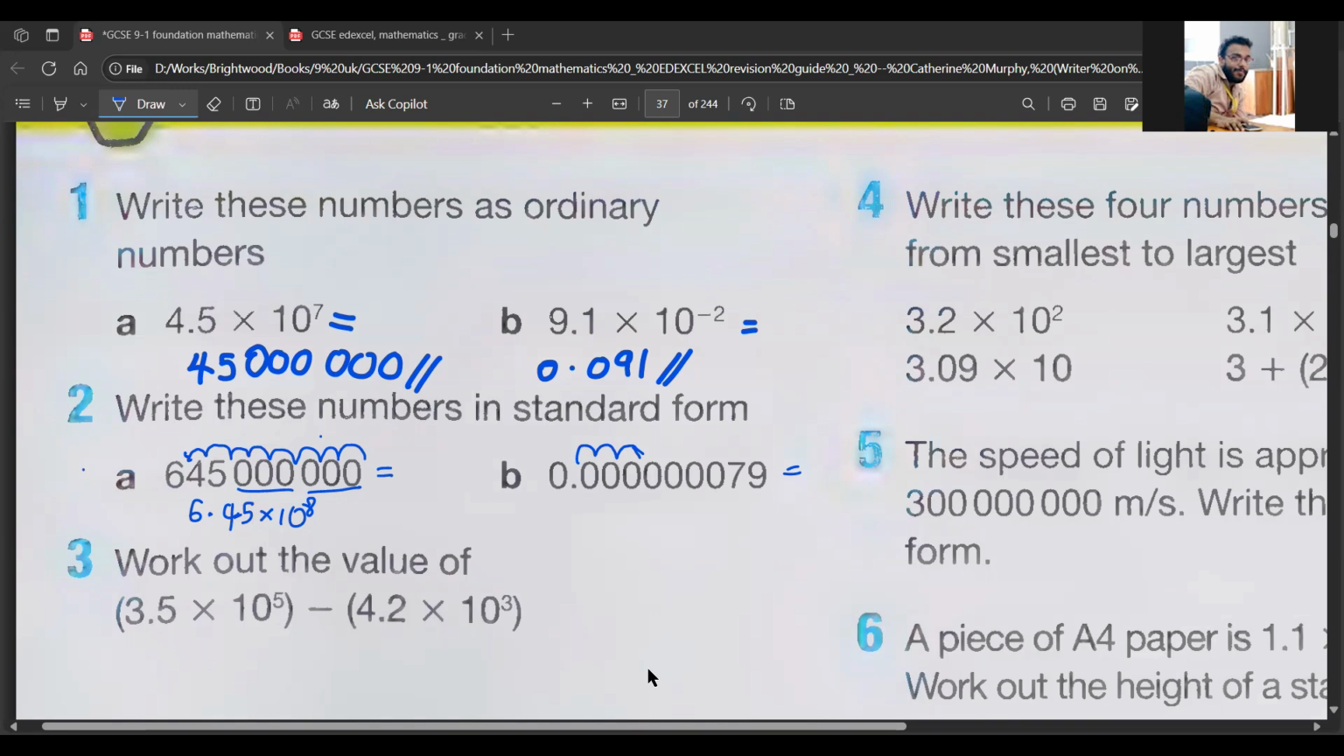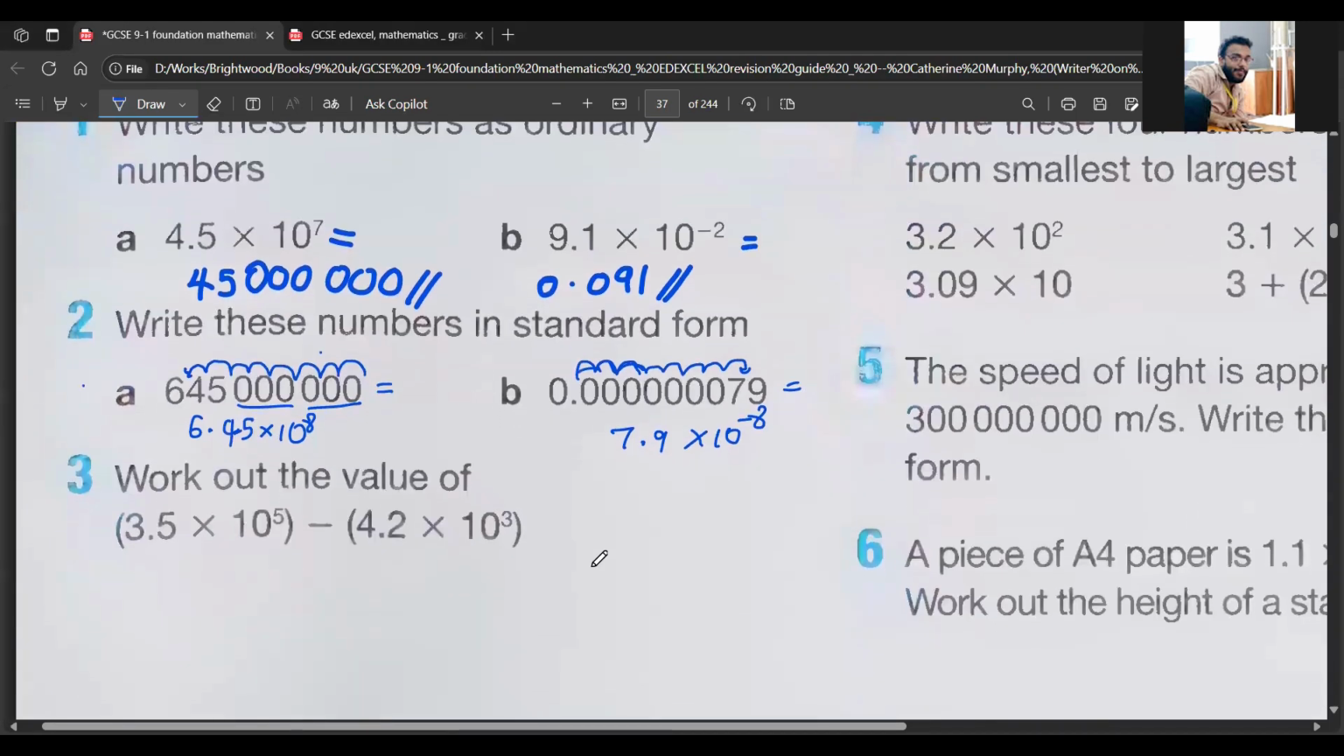So you have to place this decimal point, moving 1, 2, 3, 4, 5, 6, 7, 8. If you are moving 8 to which side? Right side, it should be 7.9 times 10 to the power minus 8. Yes, it should be minus 8. And the next one, here 3 point.